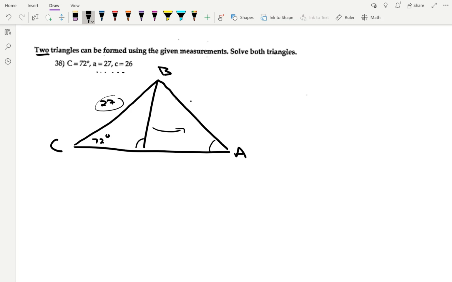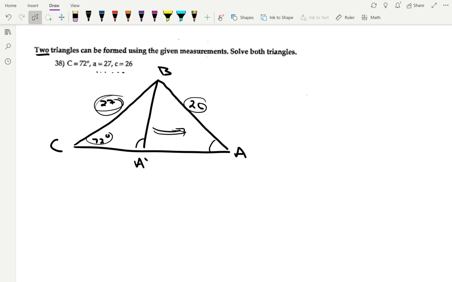I'm sorry, C is over here, so I apologize for that. So 26 is over here, and you can see that I can change this angle here and swing the door that way without messing with 27, 26, or 72. So once I find A over here, I can go find this, we'll call him A prime, over here in my second triangle.